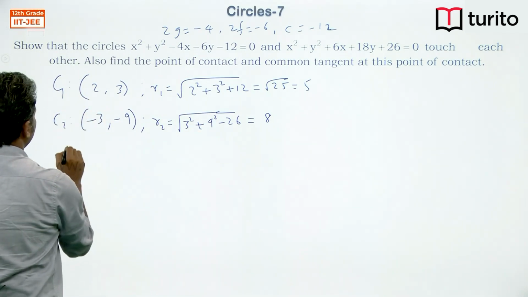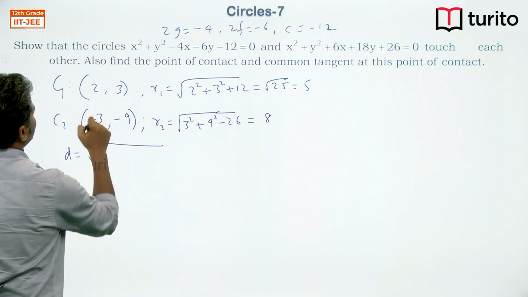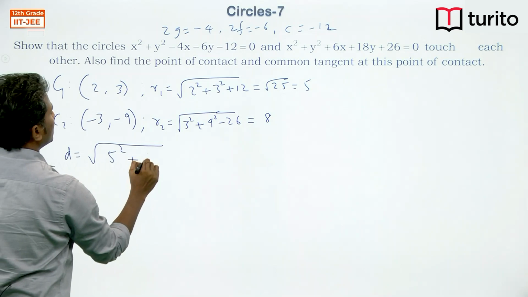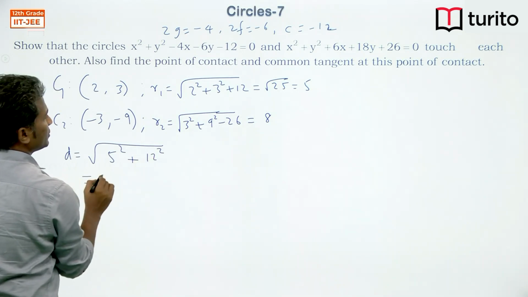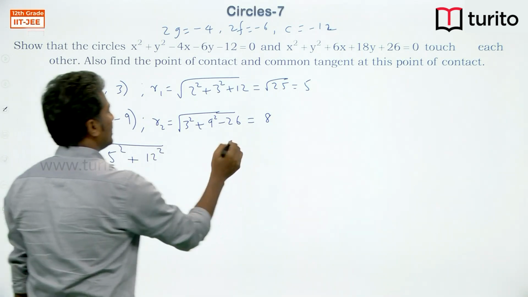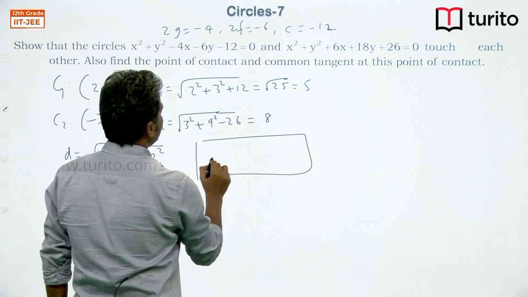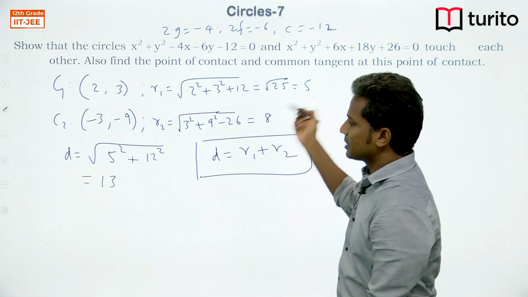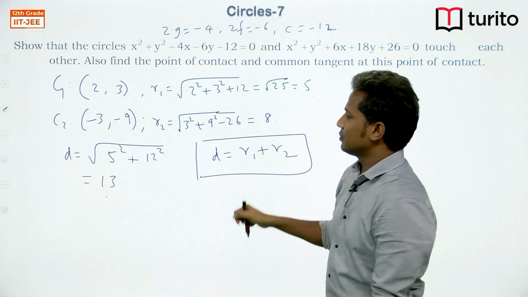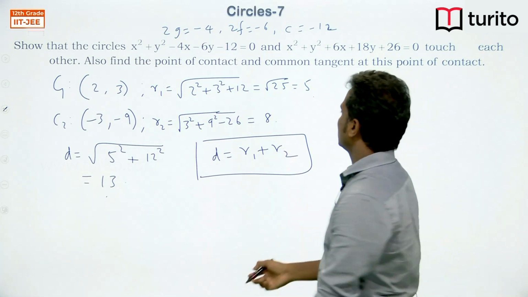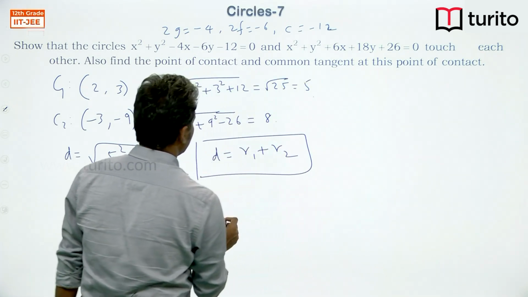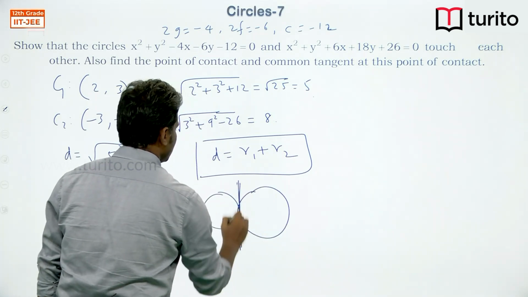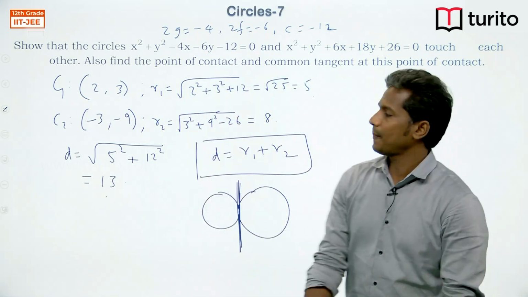Now let me check the D. D is going to be root of 5 square and 3 minus minus 9, that is 12 square, which is going to be 13. And here it so happened that D has become exactly equal to R1 plus R2, because 8 plus 5 is 13, which is also D. So because D is equal to R1 plus R2, circles are going to touch externally.